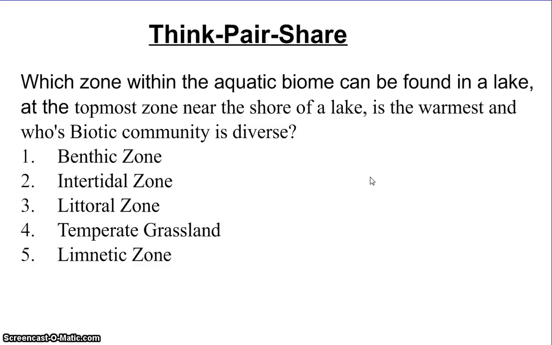So now I want you to go ahead and answer this question. Which zone within the aquatic biome can be found in a lake, at the topmost zone near the shore of a lake, and is the warmest, and whose biotic community is the most diverse? Is it the benthic zone, the intertidal zone, the littoral zone, the temperate grassland, or the limnetic zone? And I'll give you a minute to answer that.